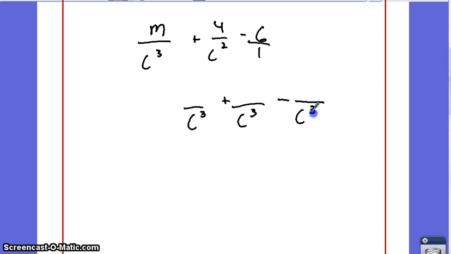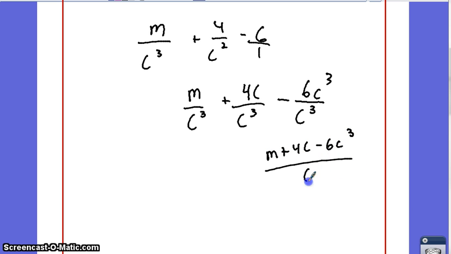Okay, they all have that. So what were they missing? Well, the m doesn't get anything because it already was to the third power. The 4 gets a c because that was c to the second, and the 6 gets c to the third power, because they didn't have anything. When I'm done, I get m plus 4c minus 6c to the third power over c to the third power, and my problem is solved.